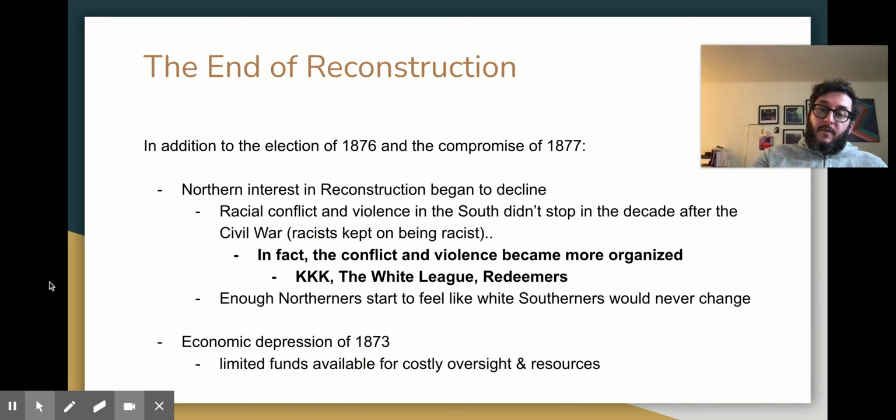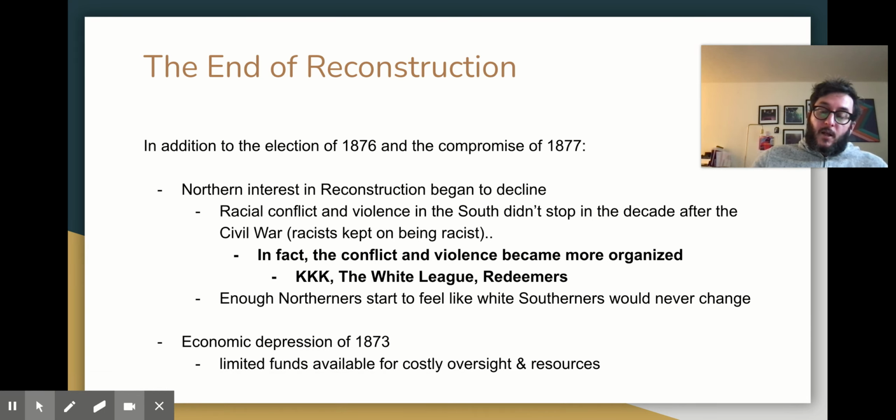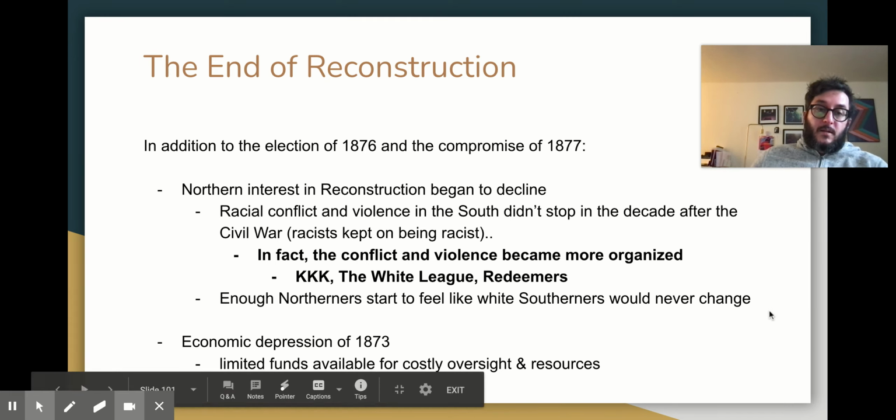In addition to that, we have an economic depression. So the country just has less money. Less money means limited funds for things like oversight, for resources to help people in the South, stuff like that.